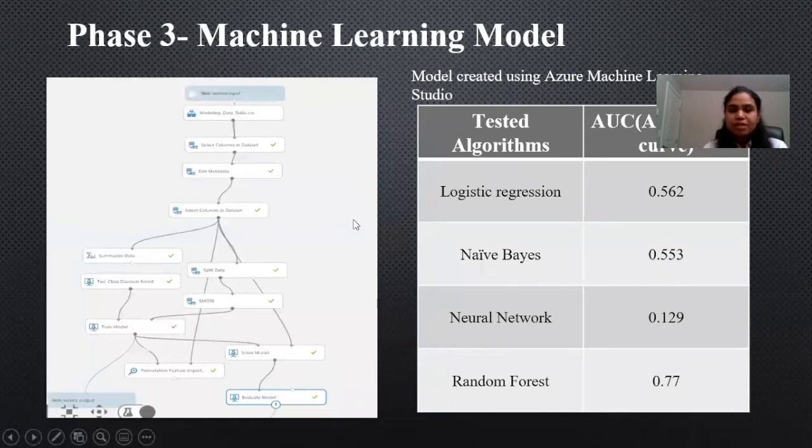In order to implement this classification model, we have tried out different classifiers such as logistic regression, naive Bayes, neural network, and random forest, and random forest proved to be the best classifier for the data set with an AUC of 0.77. AUC is the metric that we are considering here to choose between the different classifiers. AUC denotes the capacity of the model to clearly distinguish between 0 and 1 classes. So the AUC generally ranges between 0 and 1, and we have an AUC of 0.77.